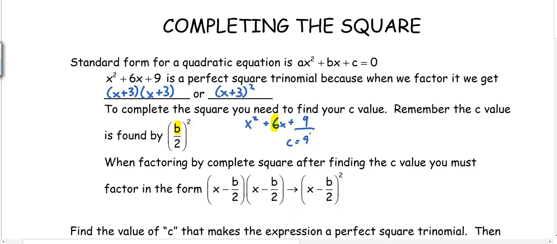When factoring after completing the square and finding your c value, it takes the form of x minus b over 2 and x minus b over 2, or squared. Sometimes it might be a plus sign. So remember that it could be a plus or a minus sign depending on your equation. In this case, we would have x plus 3 times x plus 3, and because it's written twice, we can write it to the second power.